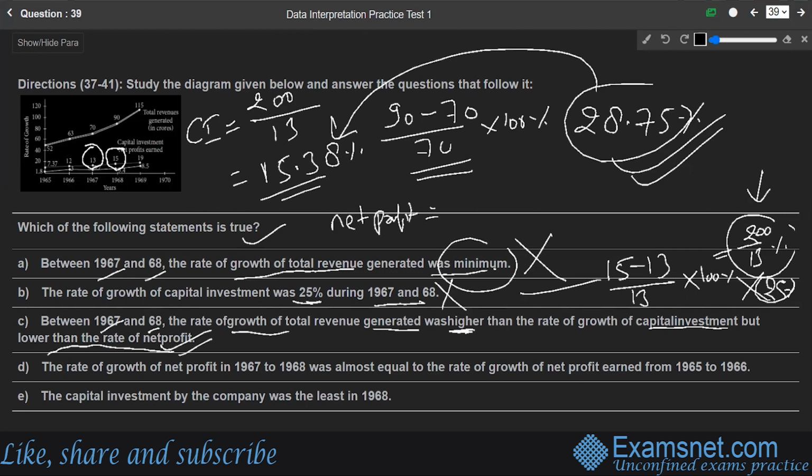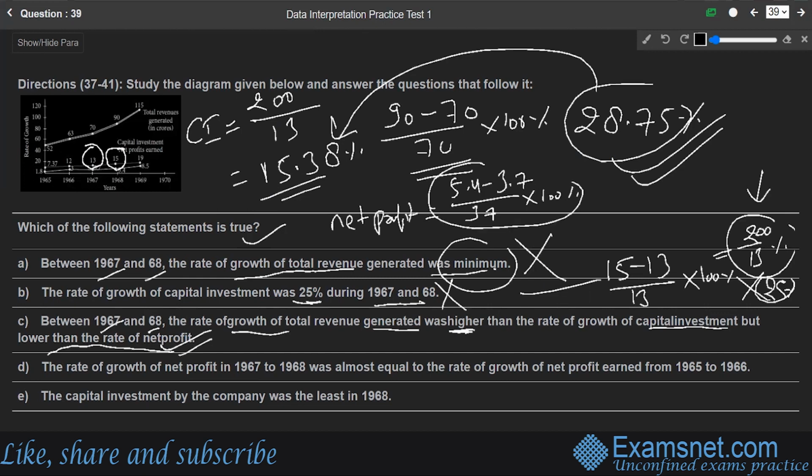Net profit, the value of net profit at 67, we have to see the graph. Okay, if we have a closer look at the graph, the value at 67 is 3.7 and the value at 68 is 5.4. So we have to compare like 5.4 minus 3.7 divided by 3.7 into 100%. This is how we have to find it out.